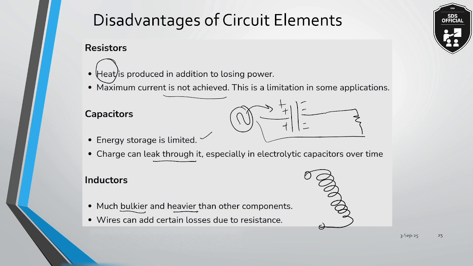So wires can add certain loss. Along with the inductive reactance, or inductive action, it also has some resistance because each wire has its own internal resistance. So these are the drawbacks of these circuit elements.